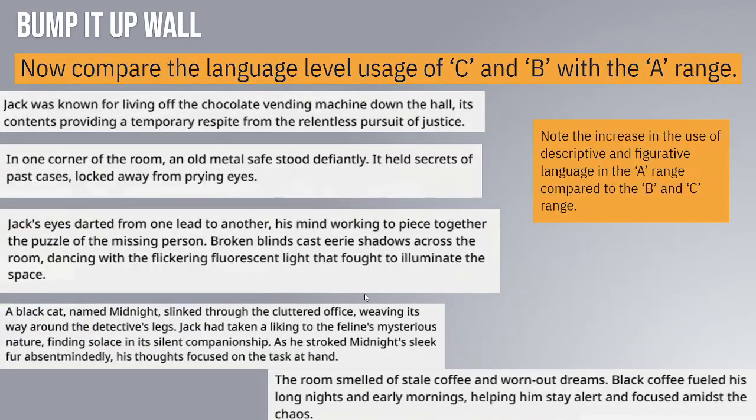Then if we go to the A range: a black cat named Midnight slinked through the cluttered office, weaving its way around the detective's legs. Jack had taken a liking to the feline's mysterious nature, finding solace in its silent companionship. As he stroked Midnight's sleek fur absent-mindedly, his thoughts focused on the task at hand. Okay, so we really get a sense of how important this cat is to the main character through the build-up here and the linking to the connection that they have.